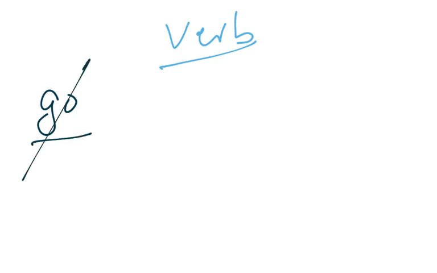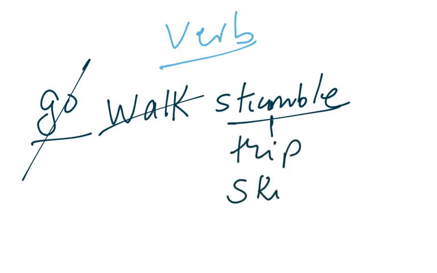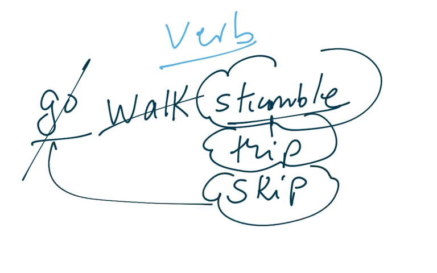And then how about a verb? Right? We might start with the verb go. Well, let's factor that. We might move into walk. Then we might factor that into stumble. Pretty good. Another version, I think, of a prime form might be trip, skip. Okay, so we've begun to get to perhaps a prime form of go.